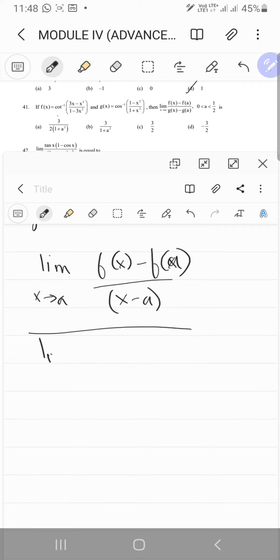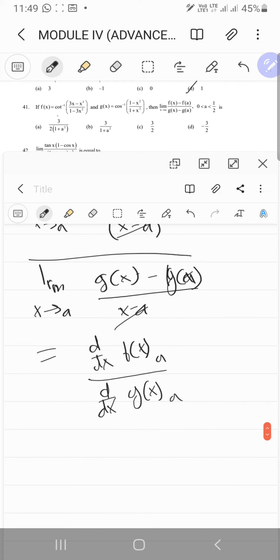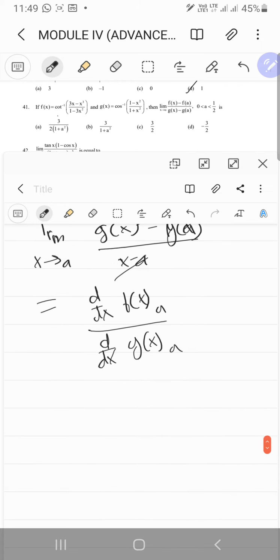So this upon the limit as x approaches a of g of x minus g of a upon x minus a. Yeah, that looks correct. So this should just be the derivative, because these are going to get cancelled. So we get the same thing. So it's just going to be the derivative of f of x at a upon the derivative of g of x at a.